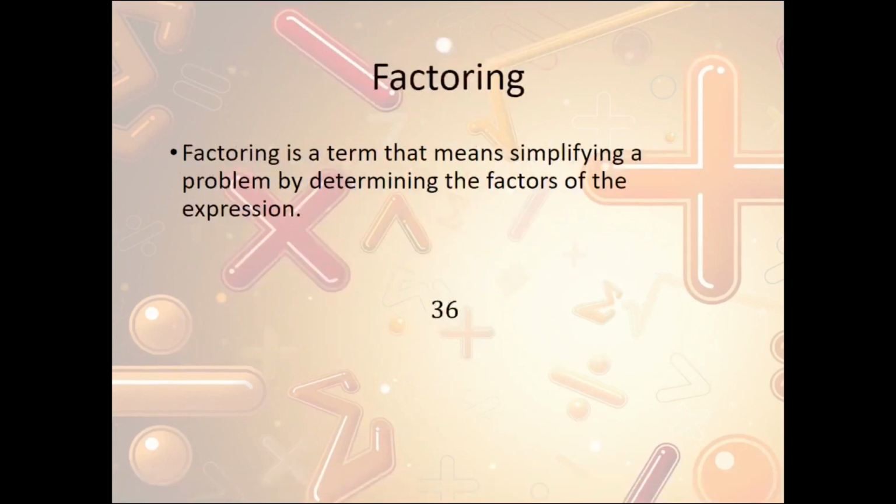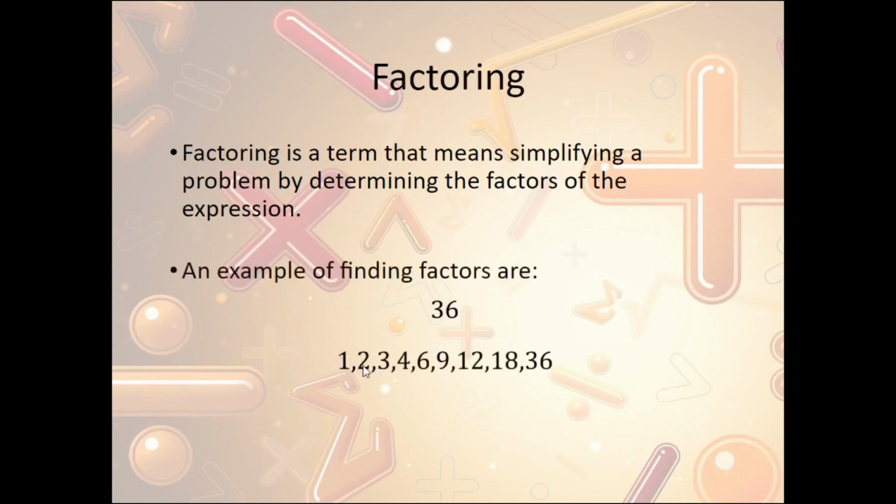Now factoring. Factoring is a term that means simplifying a problem by determining the factors of the expression. So we need to be able to pick out a common factor that exists within a number or a set of numbers. So in this case, let's just look at 36. What are the factors of 36? Well, we have 1, 2, 3, 4, 6, 9, 12, 18, and 36.